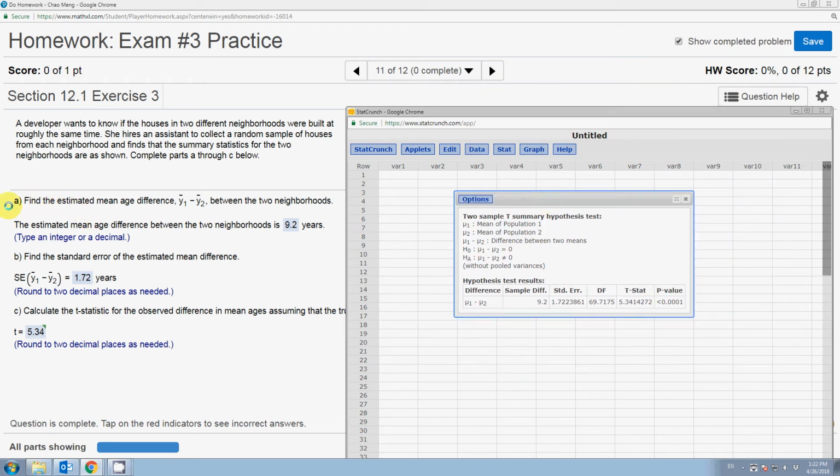Then for part A, we need to find the estimate of the mean age difference. It's the sample difference, which is given here: the sample difference 9.2 goes there. The standard error, we have that in the upper window, 1.72, and the t statistic, or the test statistic, is 5.34. We have all the numbers here.